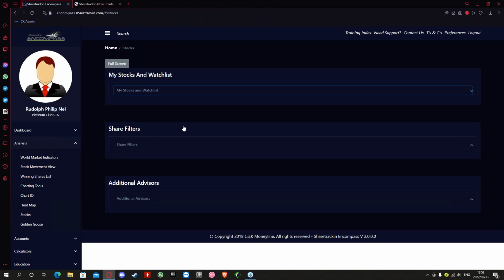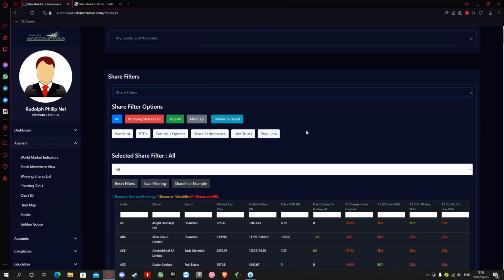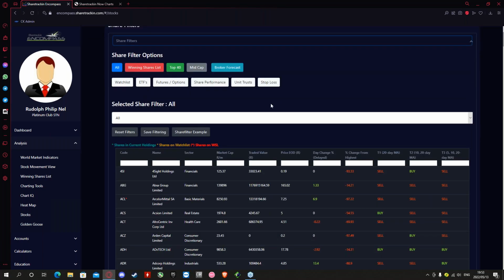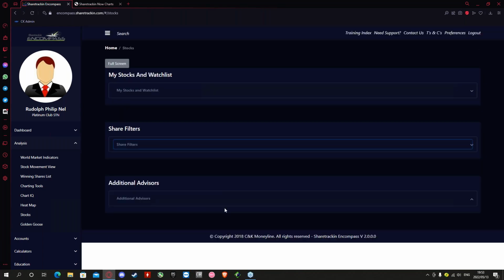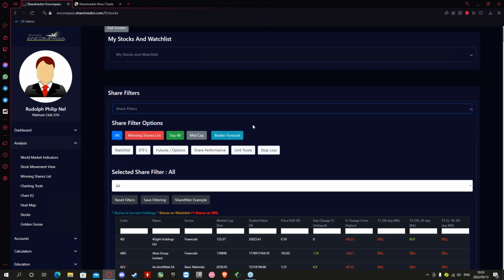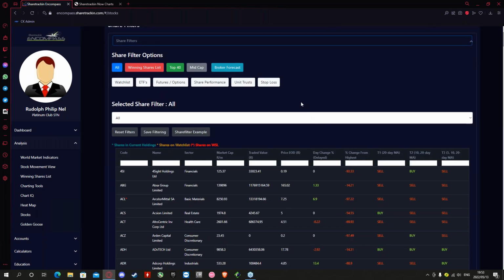Then the share filter. So the share filter is a little bit more of an advanced filter than the additional advisors. Now you'll find that the additional advisors might work a little bit better for you than what the share filter does, but we'll work through the share filter in any case. Now the share filter has different lists. Now the first list is all, so that is basically all the shares which are listed on the JSE.